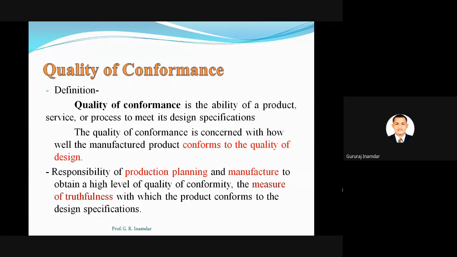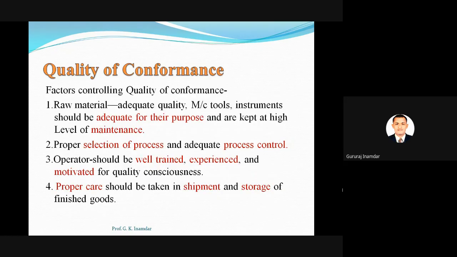Responsibility of the production planning and manufacturer is to obtain a high level of quality conformity. The measure of truthfulness with which the product conforms to the design specification. Okay, so whatever we have discussed, quality of conformance factors controlling quality of conformance: raw material, adequate quality, machine tools. So raw material you have to use very well.